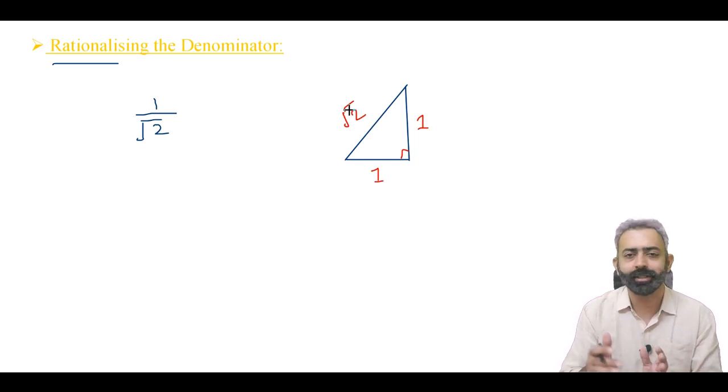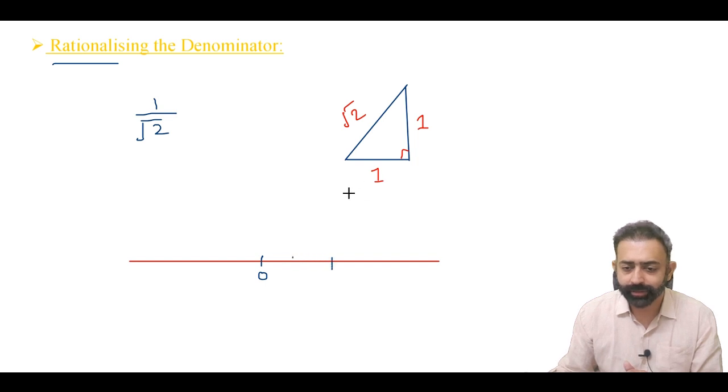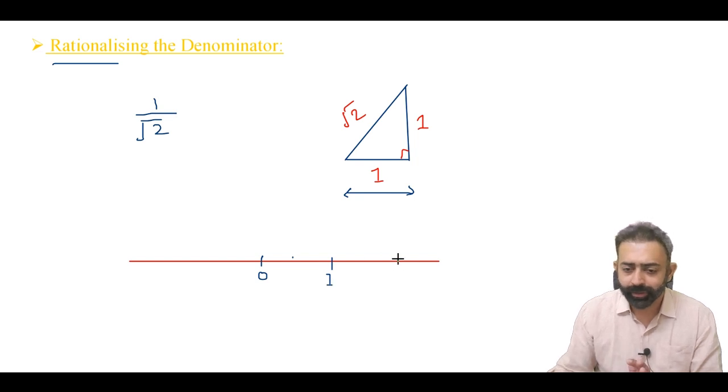What is the process of representing them on the number line? Let's suppose this is our number line, and I am using the center value as 0, and this length I am taking as 1 unit. Whatever this length is, I am taking this as 1 unit. So after this length I will write the number 1. Then after this I will write 2, and so on.